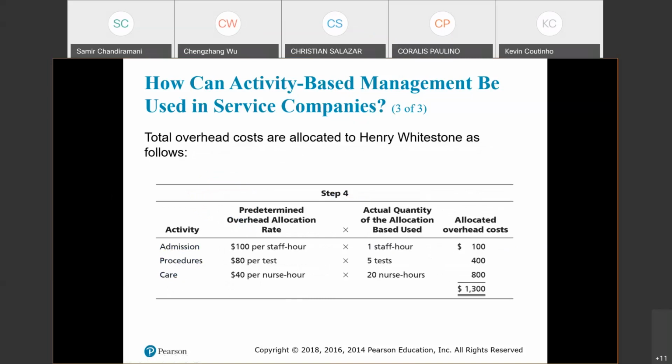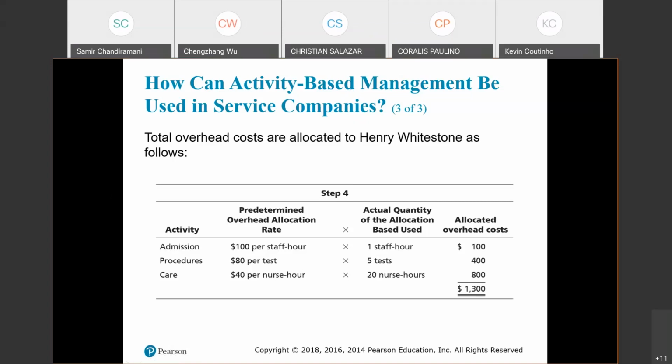So let's assume the patient, Henry, had the following activities performed at the hospital. For admission, 1 staff hour is incurred. For procedures, 5 tests are incurred. And lastly, for care, let's assume 20 nurse hours are incurred to this patient.